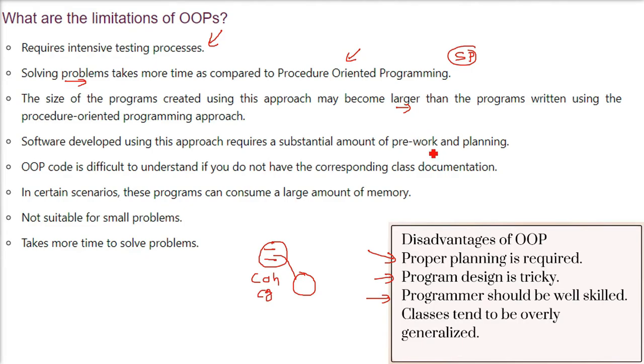Software developed using this approach requires a significant amount of designing, pre-work, planning, analysis, etc. If you do not have the class documentation, object-oriented code is somewhat difficult to understand. If you are not experienced, it may create problems. In certain scenarios, the program may consume a large amount of memory, and for small programs, OOPS is a no-no. It takes more time to solve problems. For example, C is a faster language. Embedded software is still written in C till now. But C++ takes more time than that.